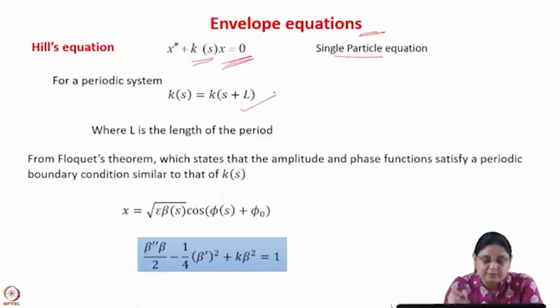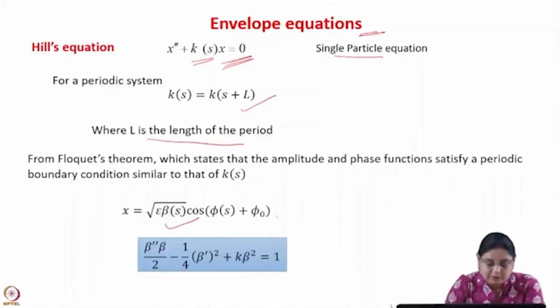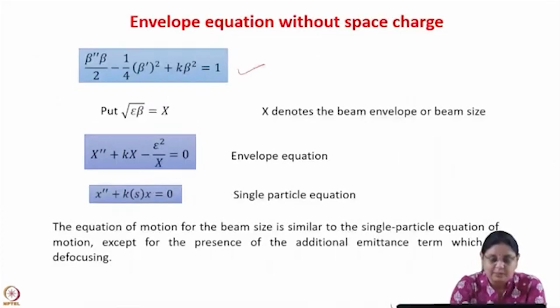This is a single particle equation, and this is a Hill's equation. It is periodic, where L is the length of the period, and we saw that the solution of this equation can be written in this manner. If we substitute this solution in the Hill's equation, we can derive the envelope equation. This equation can be simplified, and we put the square root of epsilon beta equal to x, where x denotes the beam envelope or beam size. So we get the envelope equation. This is without space charge.